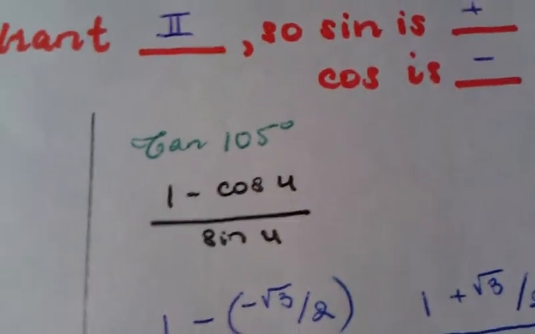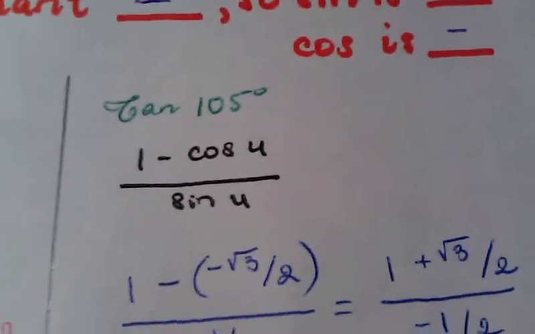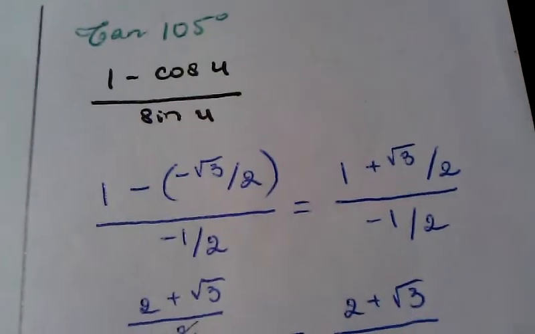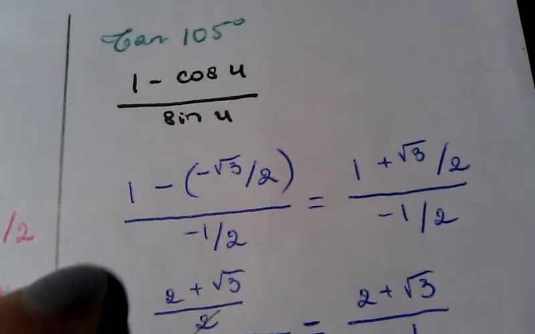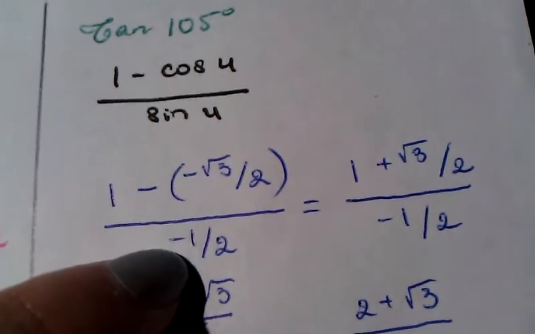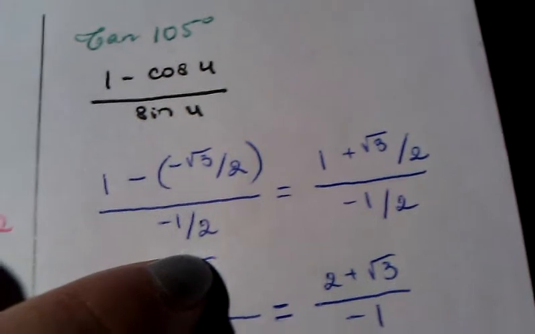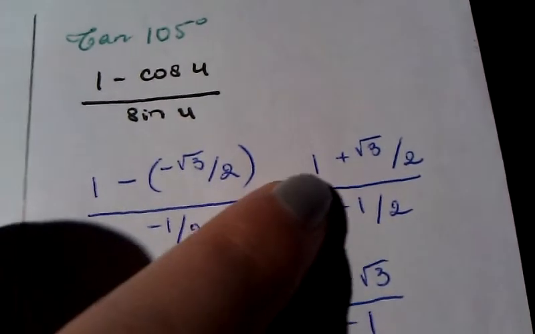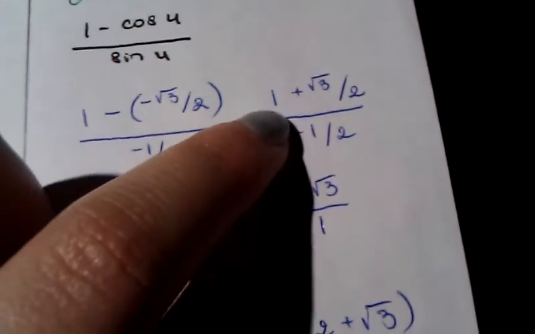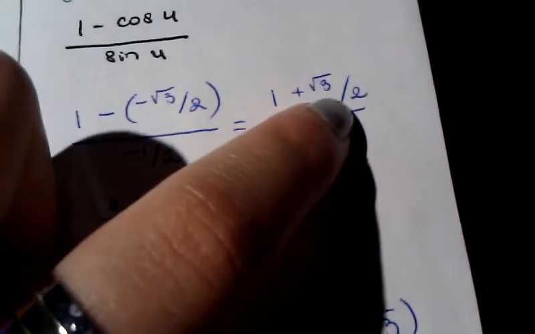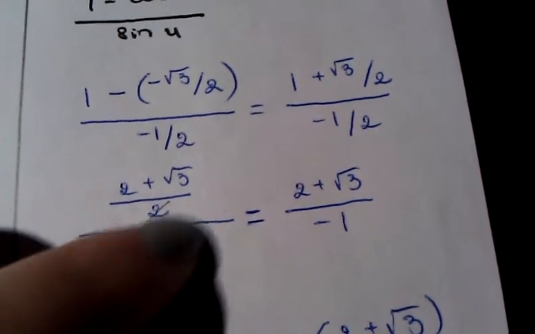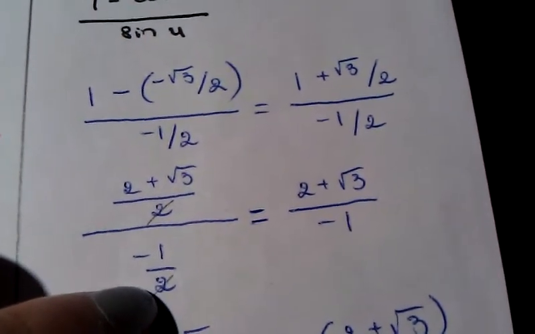Next, for tangent, we will not worry about the positive or negative sign because the number will help us figure it out, either positive or negative. So we plug in the point negative radical 3 over 2 and negative 1 over 2. Negative with negative will give us a positive. Next, we will multiply 1 by the common denominator, which is 2. And we get 2 plus radical 3 over 2, all over negative 1 over 2.